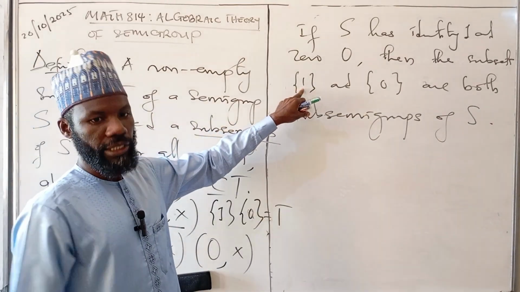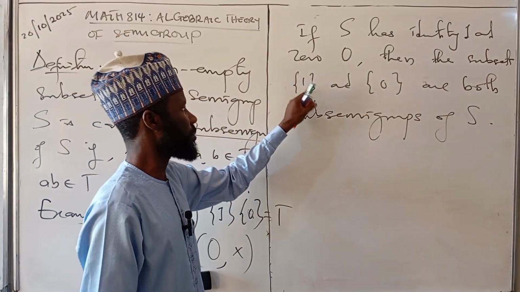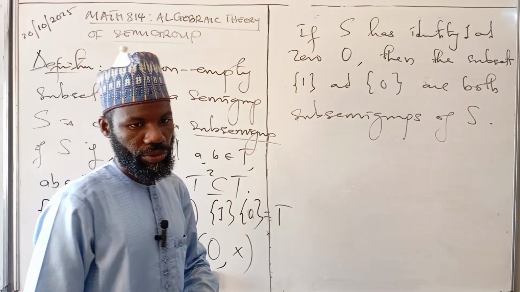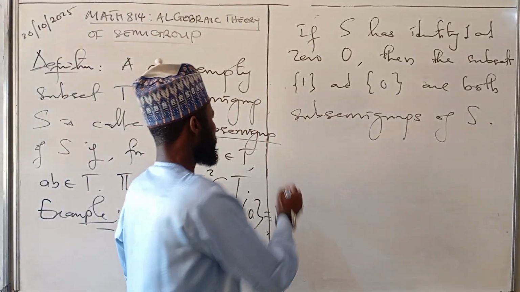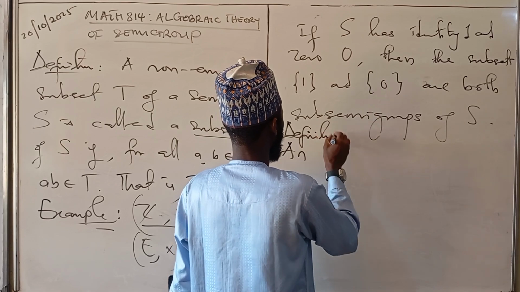Yeah, this is still identity. It's still identity of that subsemigroup, and this will also be the identity of the subsemigroup. Okay. An element. So let me give you a definition now here.